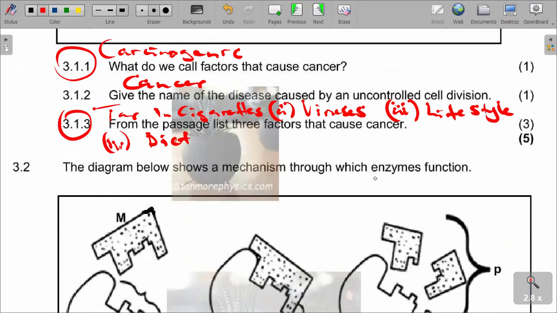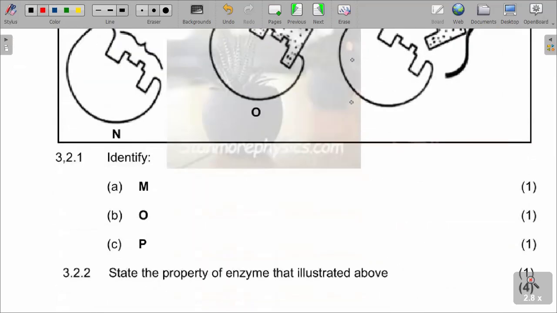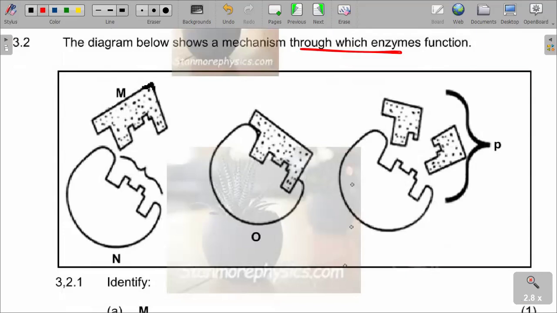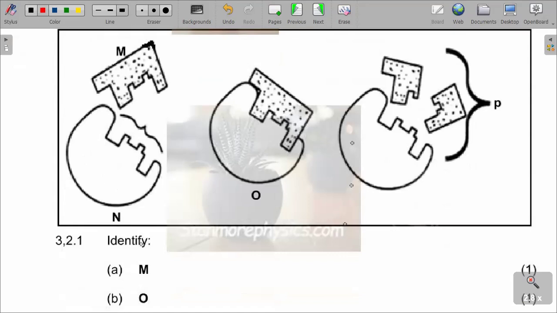Figure 3.2 shows mechanisms through which enzymes can function. So now the question is saying, identify M, O and P. We are seeing that M is the substrate molecule. And then O shows an enzyme. This is an enzyme, that is an enzyme substrate.